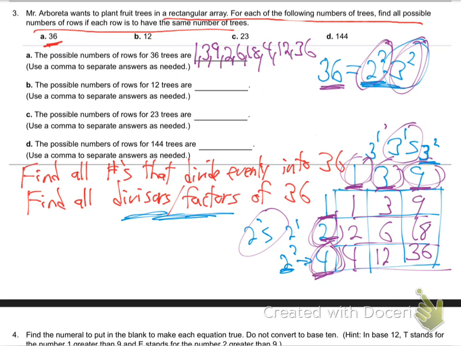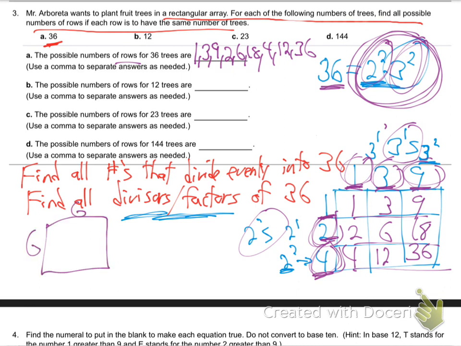Those are all the numbers that go into 36 evenly because they're all the ways you can make combinations of the prime building blocks of 36. The pieces of 36 can get together. There we go. And that's all the different rows. So, you know, if Mr. Arboretta was doing different rectangular arrays, right? He could do a 6x6 array. That would be 36 fruit trees. Or he could do, you know, all these different combinations of numbers. You know, he could do a 2x18 array. And on you go to plant his 36 fruit trees.